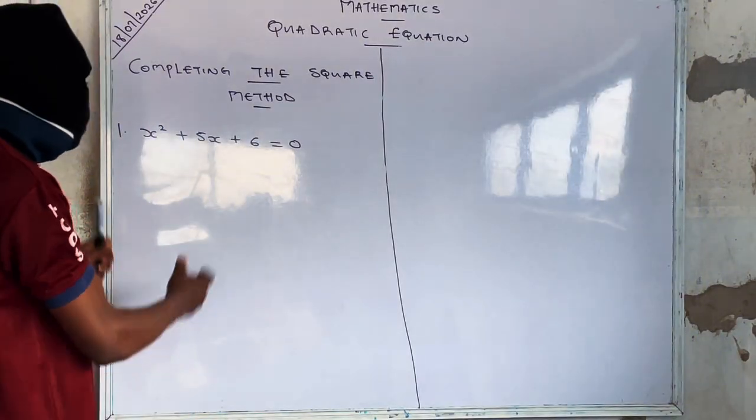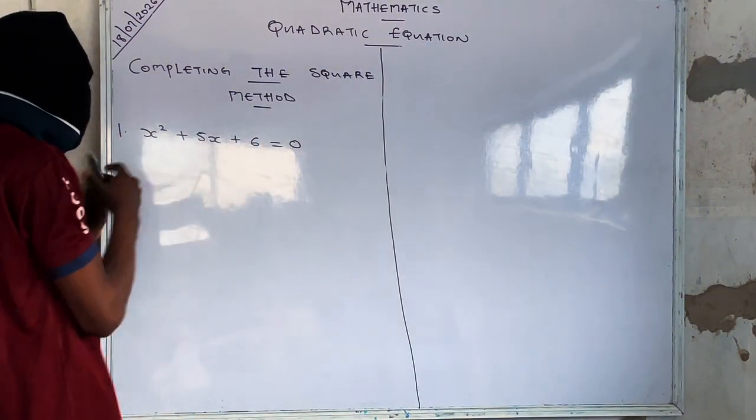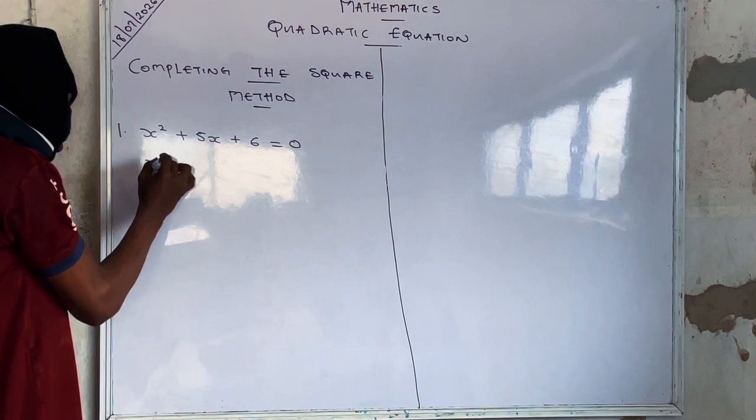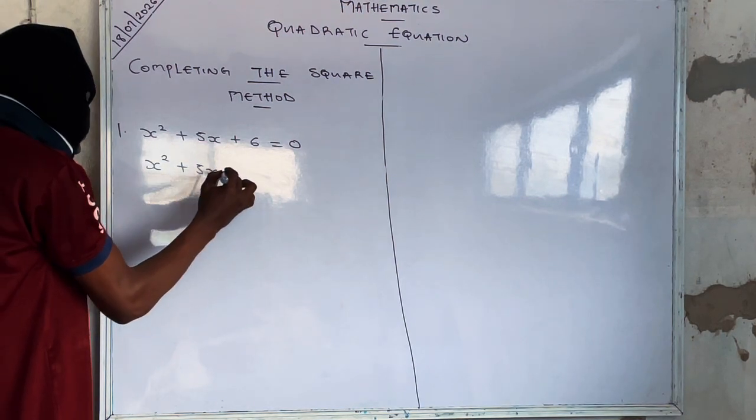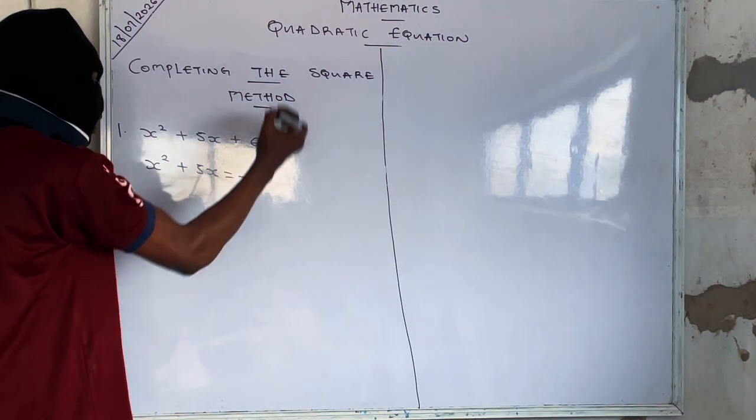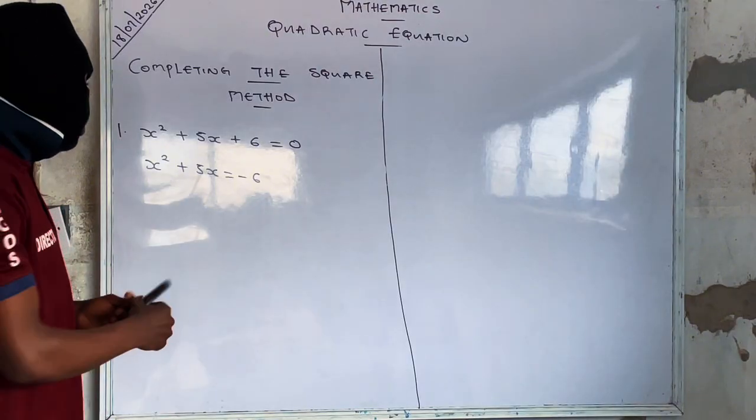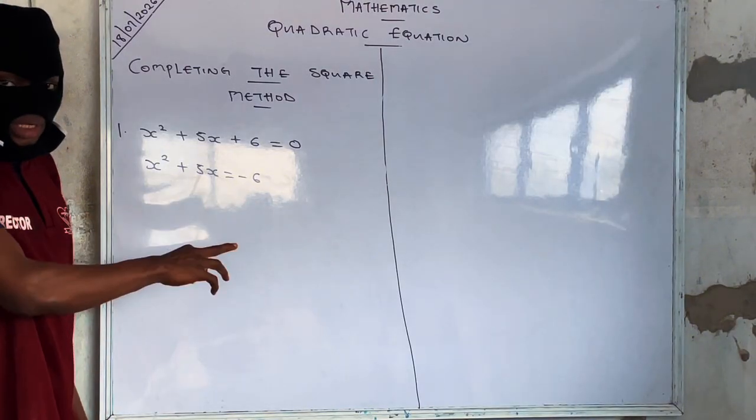Now what you are going to do is transfer this 6 to the other side. So it will now be x squared plus 5x equals minus 6. It will give us 0 minus 6. So 0 minus 6 will give us minus 6. That's how we are able to get minus 6.